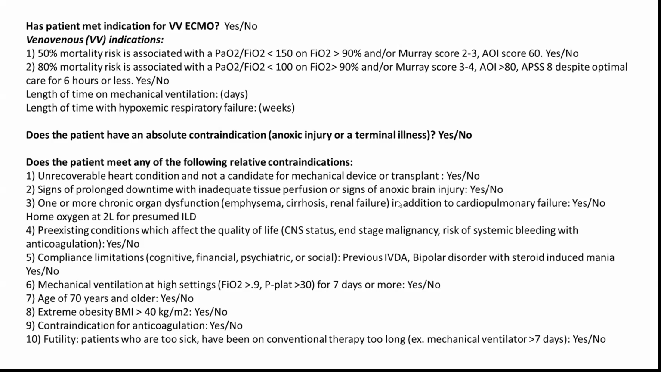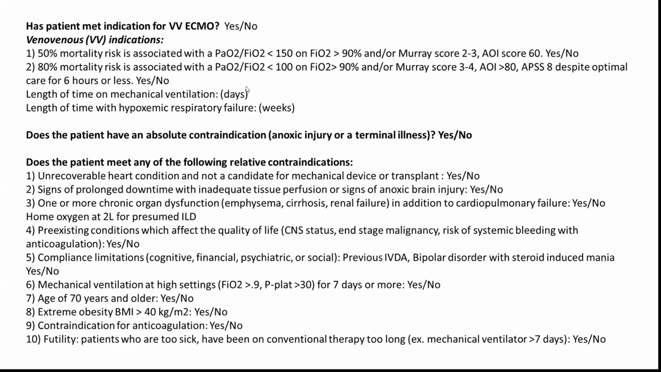As you mentioned appropriately, there are some things the patient has to have. Do they have a high mortality risk? We often look at the P to F ratio, but there are some scoring systems: Murray score, oxygenation index, APSS score, which we'll talk about. And then the length of time the patient's on mechanical ventilation. If somebody's been on the vent for 14 days or 20 days and the damage has already been done, ECMO doesn't provide a whole lot of benefit in those scenarios, because we're trying to prevent the lung damage that the ventilator provides.